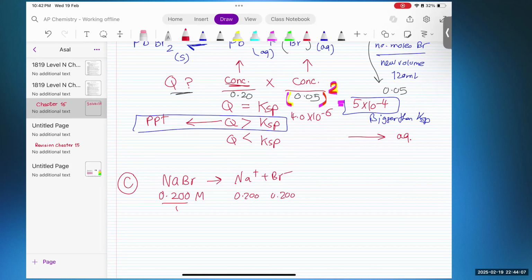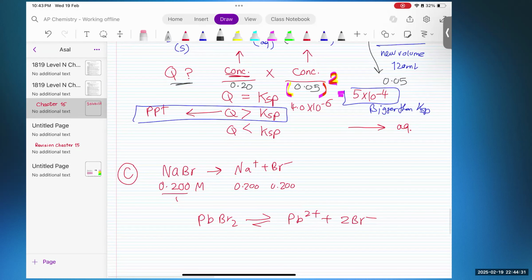What does he want? Calculate the equilibrium value in 1 liter of saturated lead bromide. So lead bromide breaks down into lead and bromide ions. No volume change has occurred. Good. What does he want? He wants the equilibrium value of lead. So the Ksp equals lead multiplied by bromide to the power of 2.